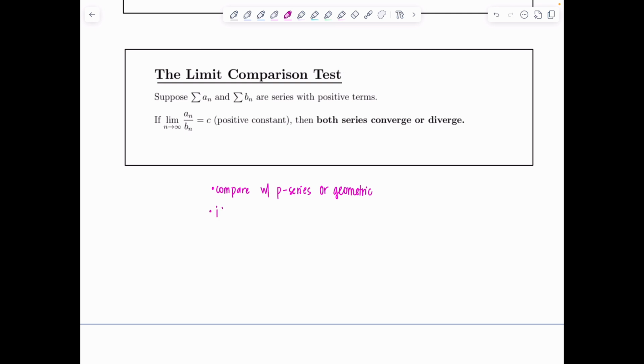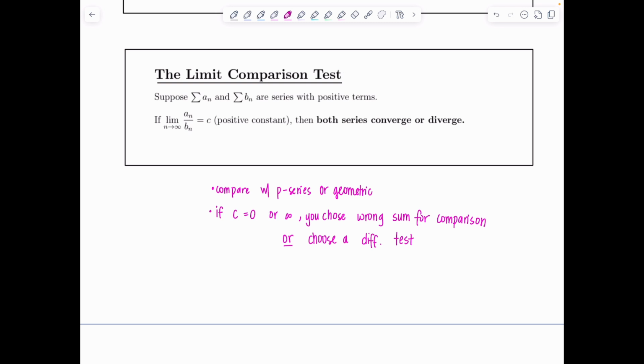And then if c ends up being 0 or infinity, either you chose the wrong sum to compare it to, or you need to choose a different test. So it's a you problem. Does that make sense? So don't sit there and go, oh, I got c is 0. That means nothing. That means you need to go back and fix something.